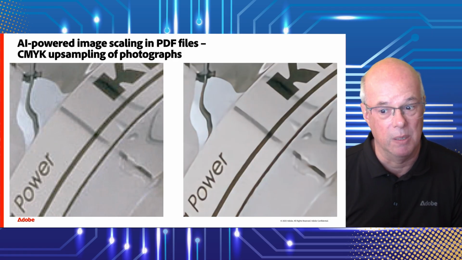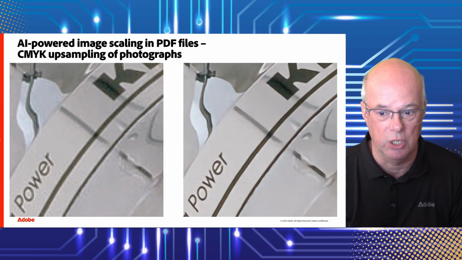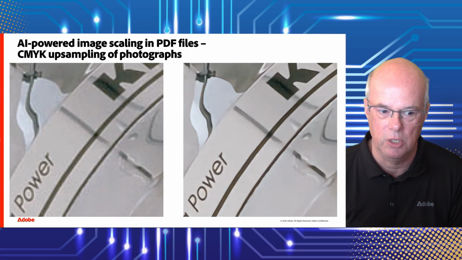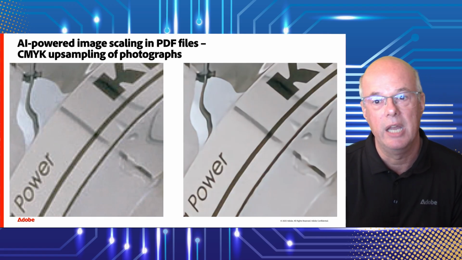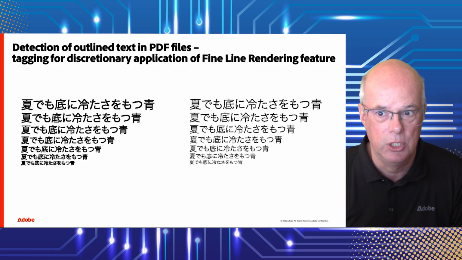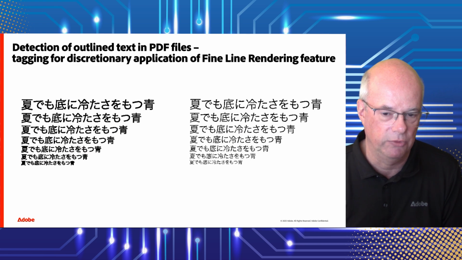You can see JPEG compression artifacts, these discolorations and rectangles that you see there. We can smooth those out and restore this artwork to the best of its form using AI. Another area we use AI within Adobe Print Services is to handle outline text in PDF files.